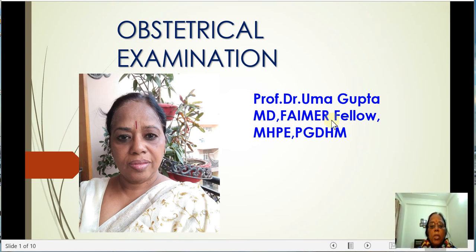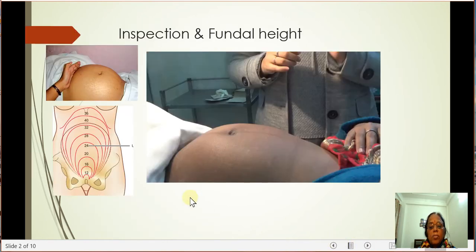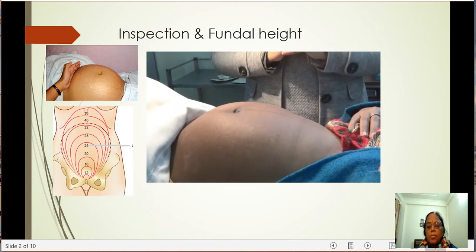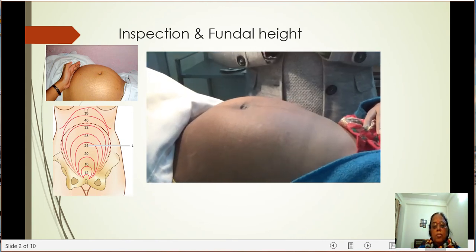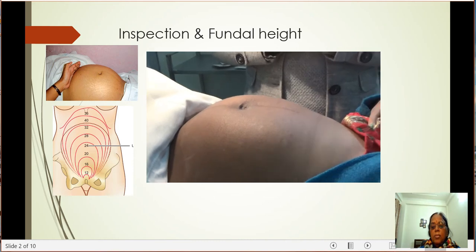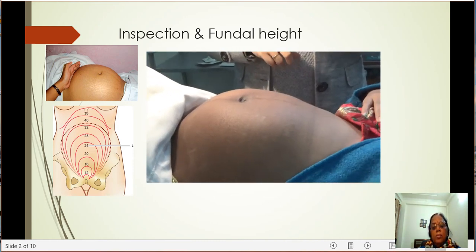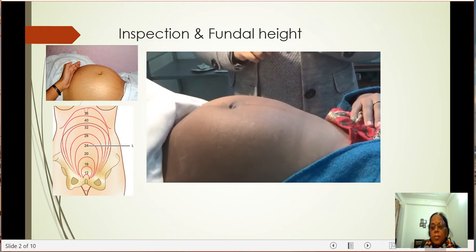Good morning. Today we'll read about the examination of an obstetrical patient. We are going to do the abdominal examination in an obstetric patient. When we start with the abdominal examination, we have generally divided it into three main parts. First is the inspection, the second is the palpation, and the third is auscultation.